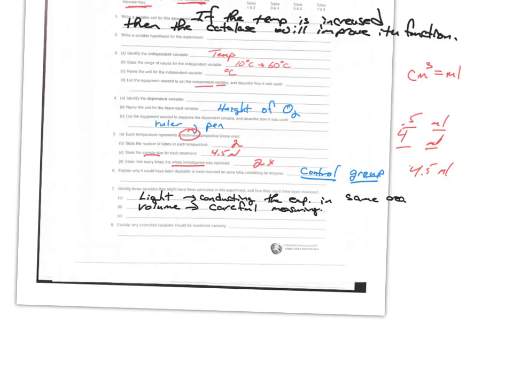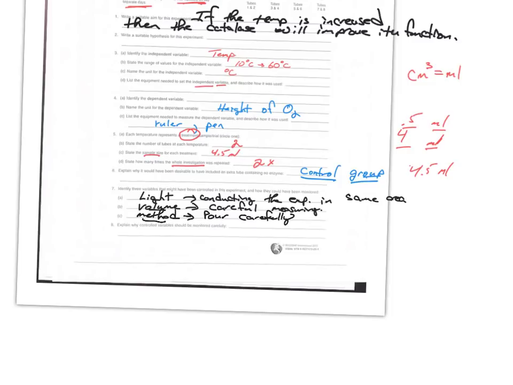What else would you want to try to control? How you add the enzyme to the hydrogen peroxide. The method of adding. You don't want to just dump it. Perhaps you just pour it carefully. The technique of pouring, you want to keep it the same for each.